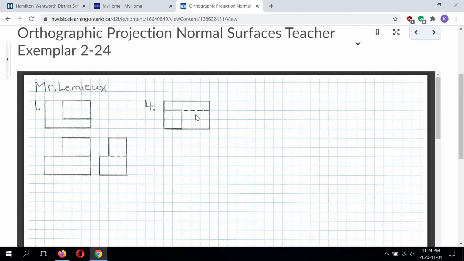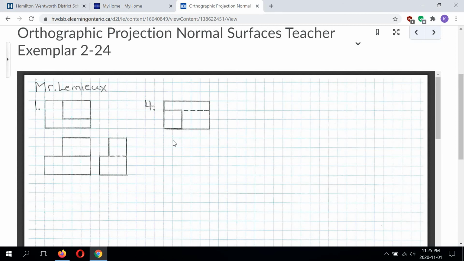And number 4, I've done the top view for you. And then you're going to have to come up with the front view and the right side view, which is going to go here. Right? So this top view is fully complete. And it includes one hidden detail line running horizontally here, which I'm sure you can understand why it's there.